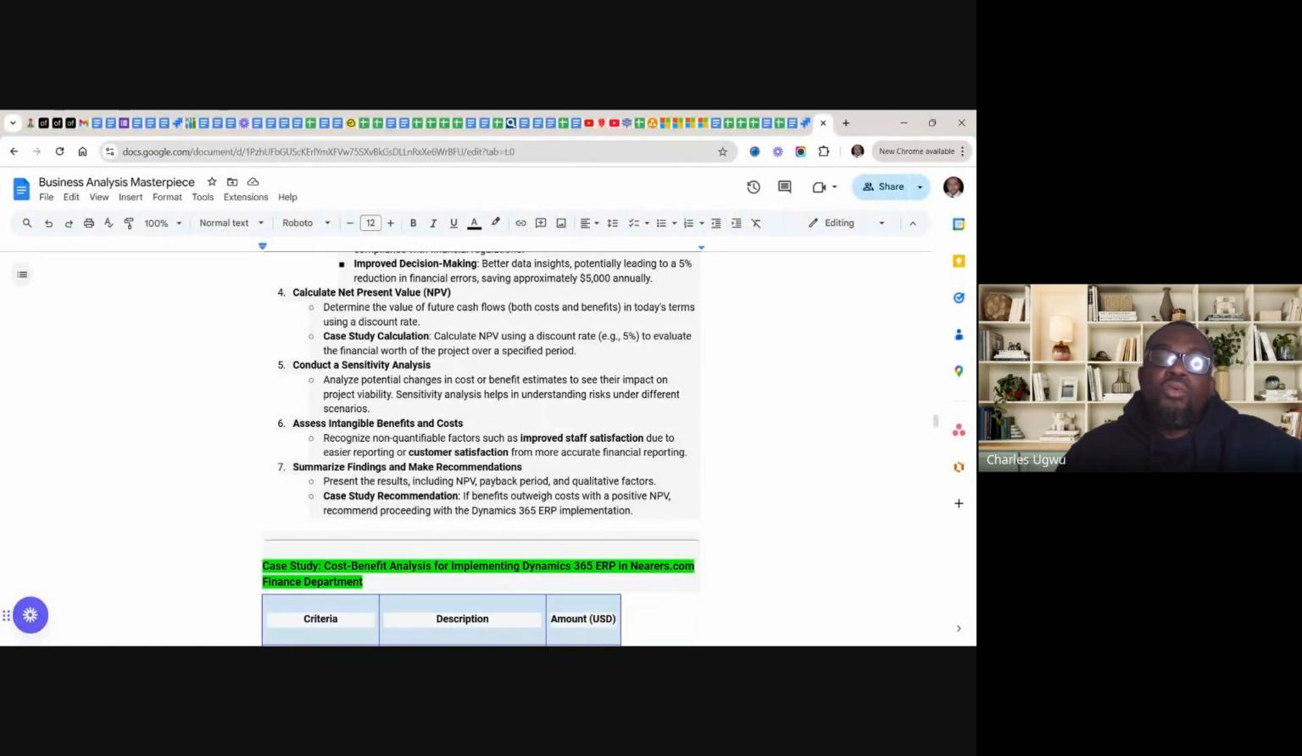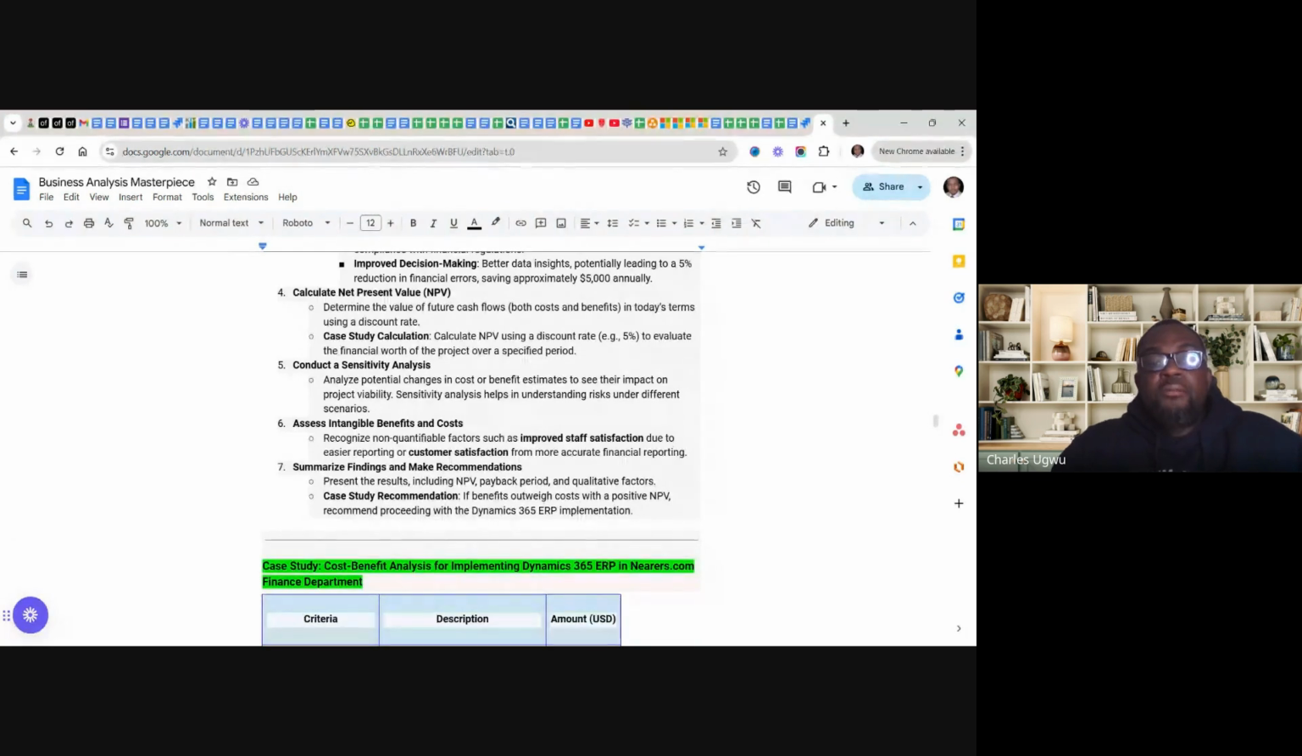Like I say here, non-quantifiable. Some of them are not quantifiable. It's very difficult to quantify some benefits, such as improved staff satisfaction due to easier reporting or customer satisfaction from more accurate financial reports. So we must find a way to allocate some cost or monetary value to that in order to give us a figure for our computation.